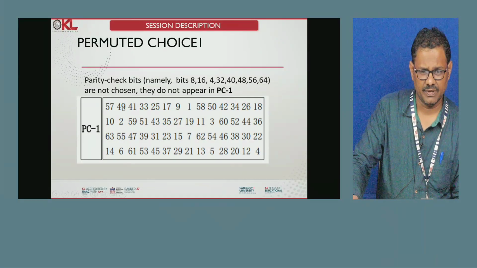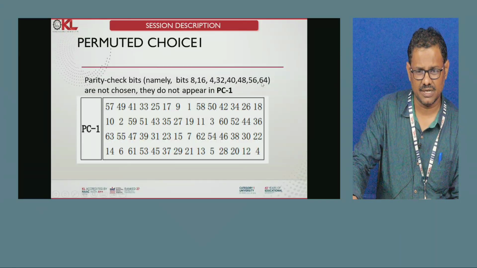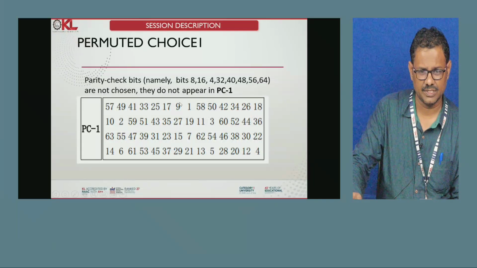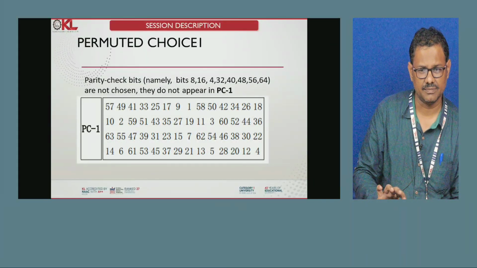This is permuted choice 1. In permuted choice 1, the bits 8, 16, 24, 32, 40, 48, 56, 64 do not appear in PC1. These are the arrangements of bits of the key, which we have already seen in the algorithm.